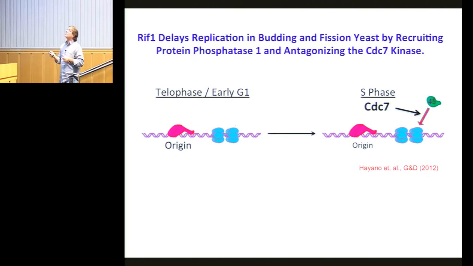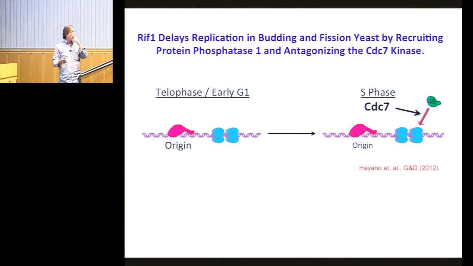In exactly the same year that we looked at RIF1 for nothing more than instinct, a friend of mine, Hisao Masai in Tokyo, did a much smarter experiment, which was to look for genes in yeast that could complement the loss of CDC7 kinase. And he came out with the same gene in fission yeast, RIF1.